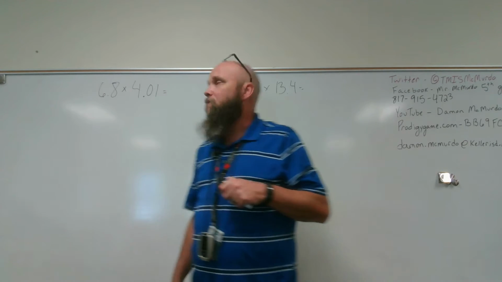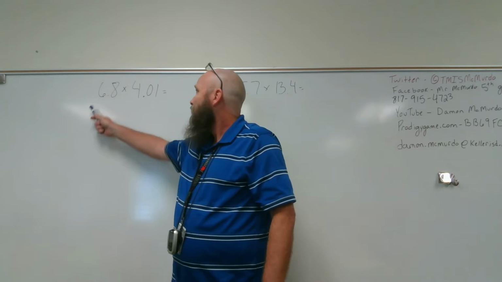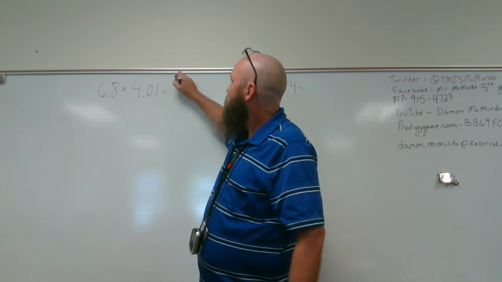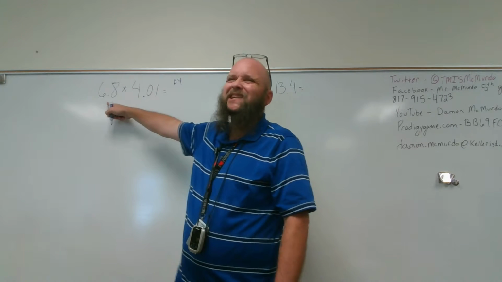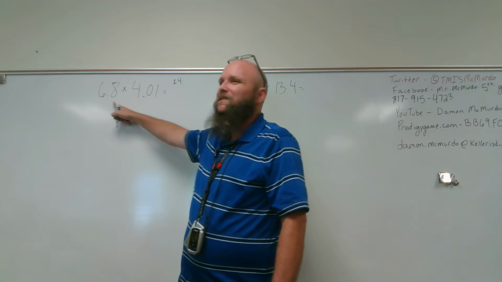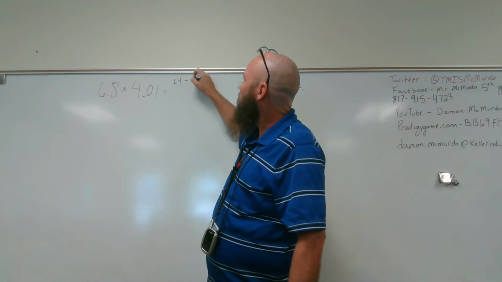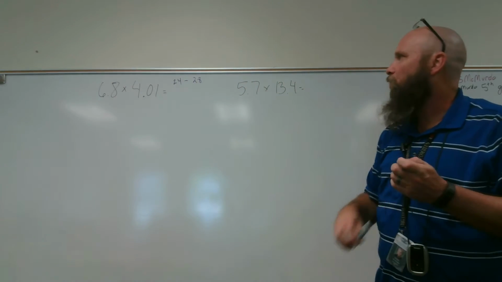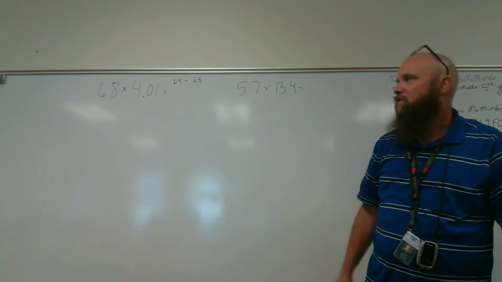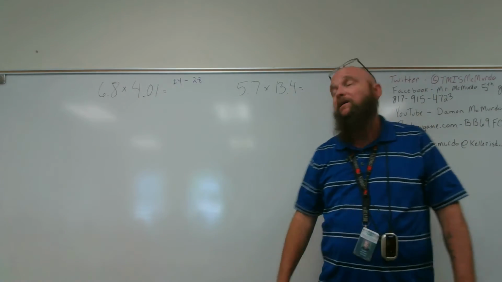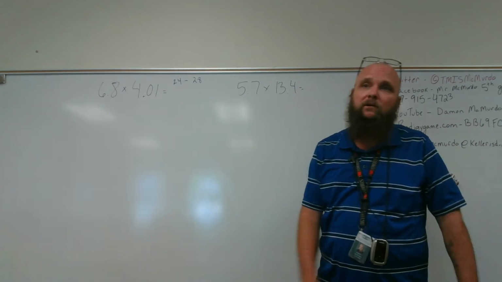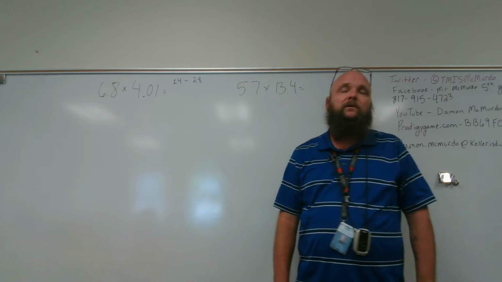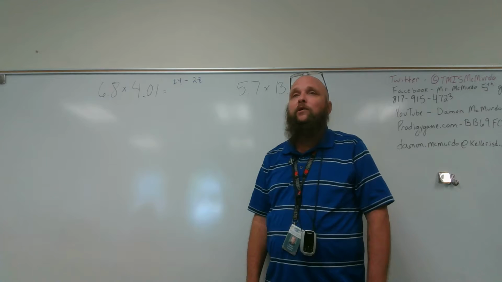First thing I'm going to do is estimate. If I went 6 times 4, my answer's 24. This is kind of close to 7, so if I went 7 times 4, it'd be 28. So my answer needs to be somewhere between 24 and 28. Not less than 24. That's step 1, my estimate.